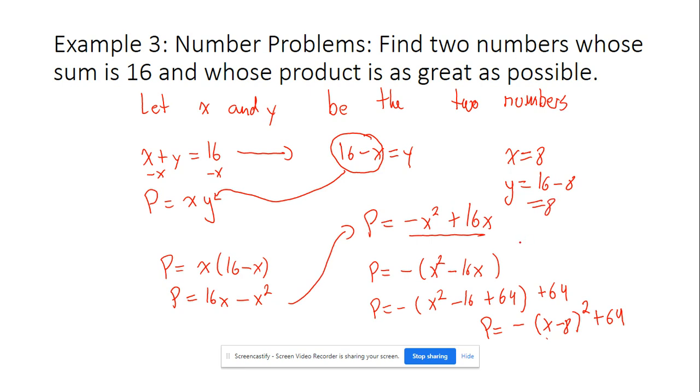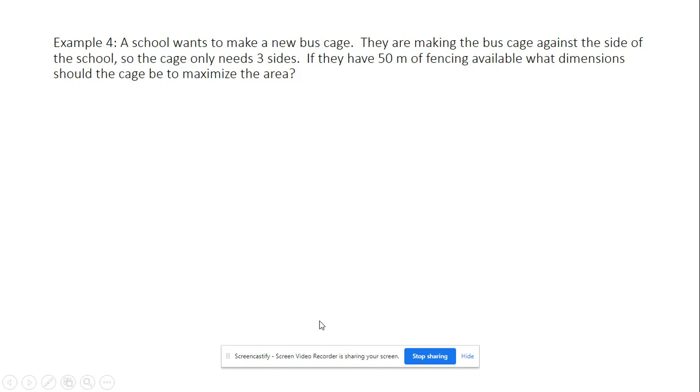So this question, the two numbers are 8 and 8. All right, I'll move on to the next one here in a second, guys.